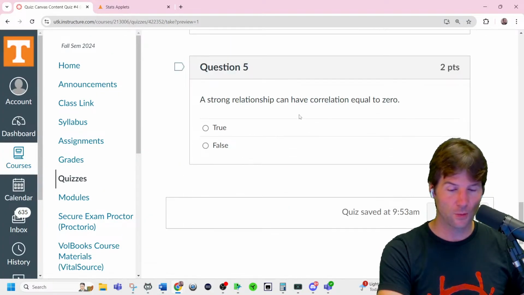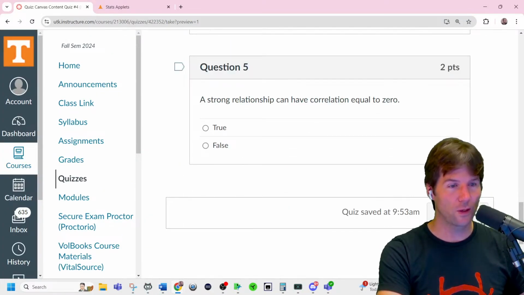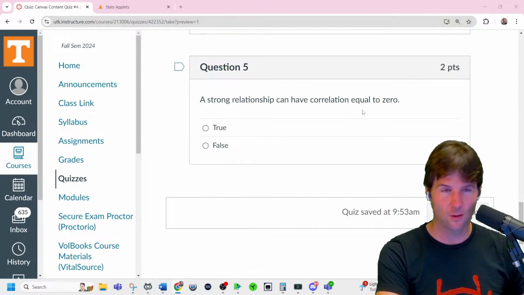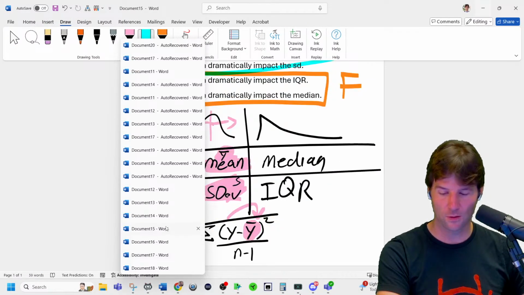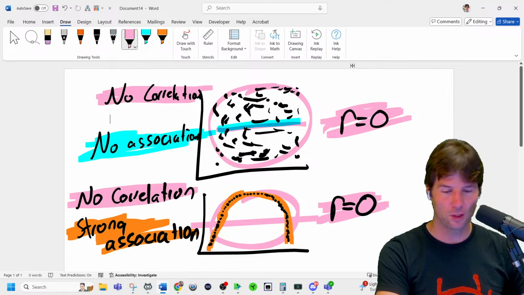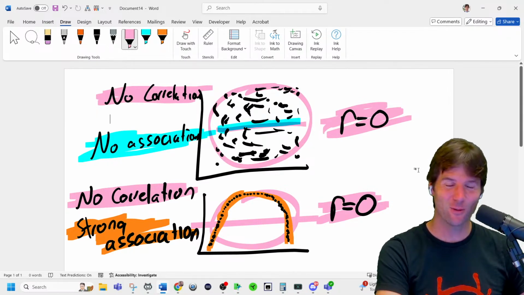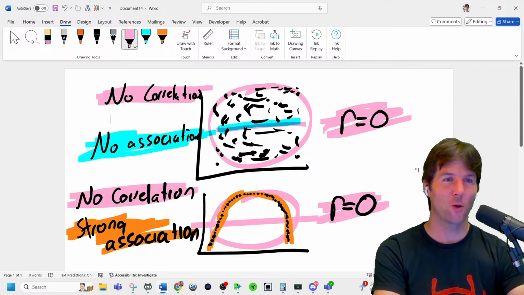A strong relationship can have a correlation of zero. True or false? Yes or no? I want you to type yes or no in the chat or do the poll. A strong relationship can have a correlation of zero. Yes or no? No, that's fine. Don't worry. Throw you some points right there. I think I owe some points.